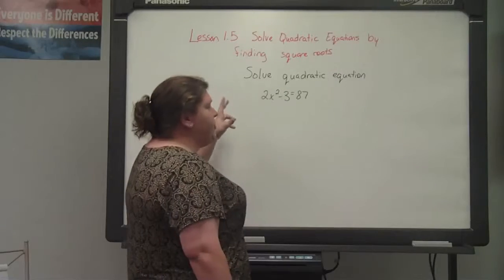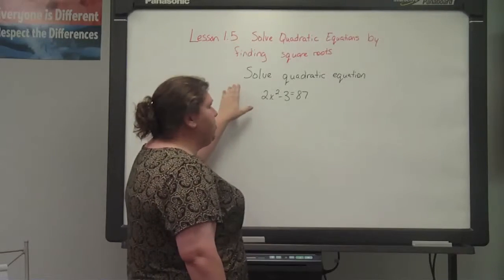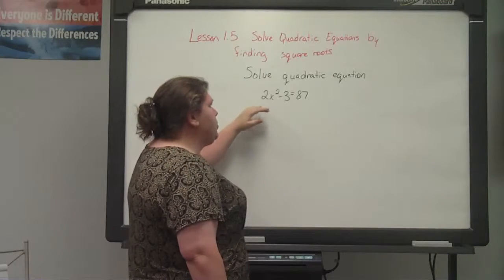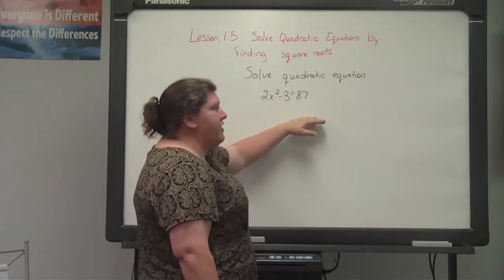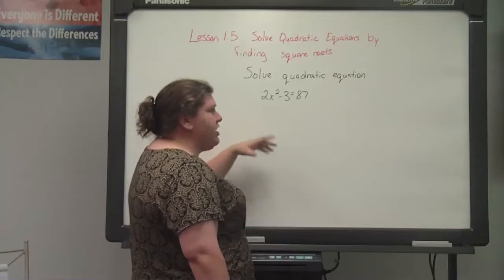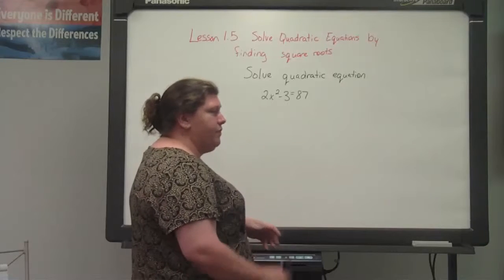The next concept we are going to discuss is solving quadratic equations. We are given 2x squared minus 3 equals 87. What we want to do is solve for x in as few steps as possible.